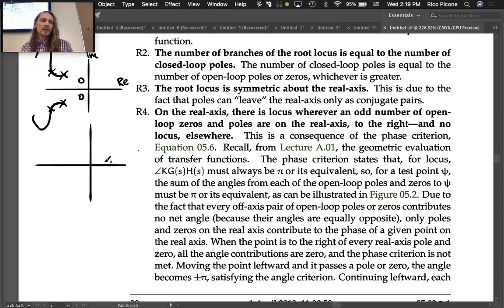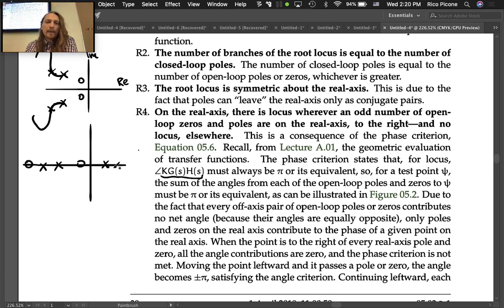So I'm just going to put a bunch of poles and zeros. I'm randomly deciding pole and zero here. It doesn't really matter which ones they are for this rule, okay? So they're all on the real axis. And remember from the phase criterion, that the angle of the composite transfer function, KGH, must be pi or its equivalent when evaluated at a test point, for that test point to be on the root locus. So in order to have locus, S has to be equal to something that evaluates to pi or 3 pi or 5 pi or whatever, right? Some 2 pi mod of pi.